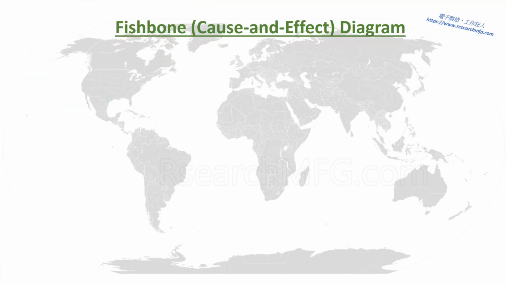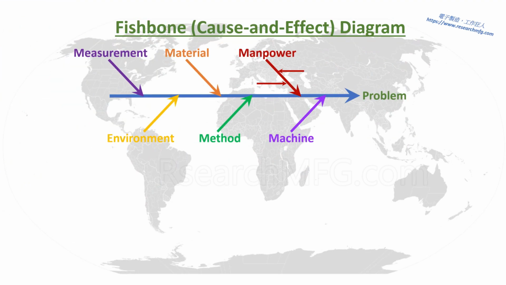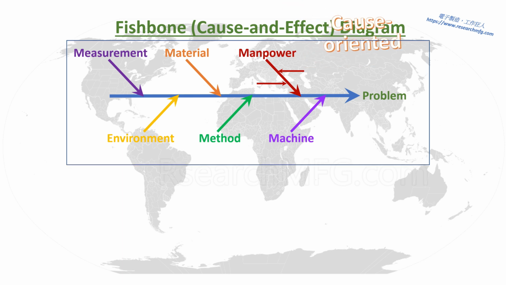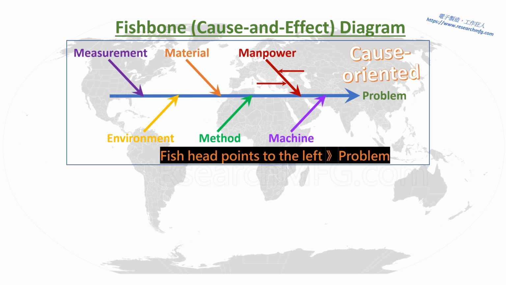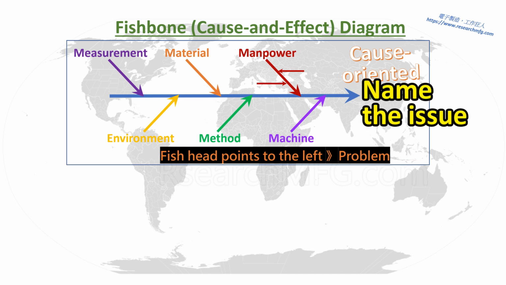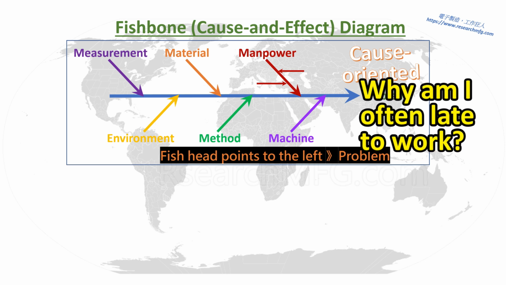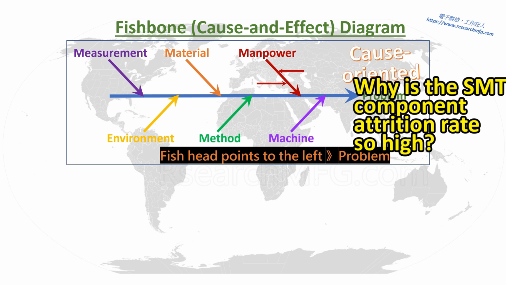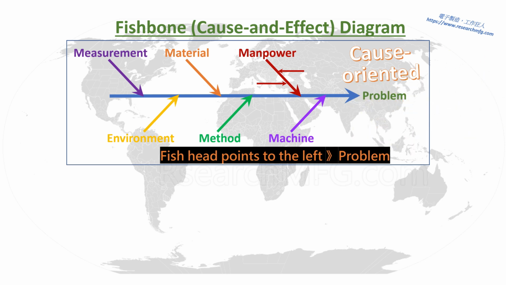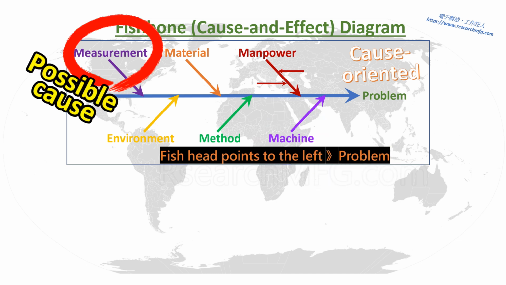two main styles, based on the direction the fish's head points. When the fish head points to the right, it's a cause-oriented fishbone diagram. The head represents the problem, and the bones show possible causes. So, you write the problem that has already occurred at the fish's head. The topic usually starts with why, or directly names the issue, like, why am I often late to work? Why is the SMT component attrition rate so high? Then list the possible causes along the bones of the fish.